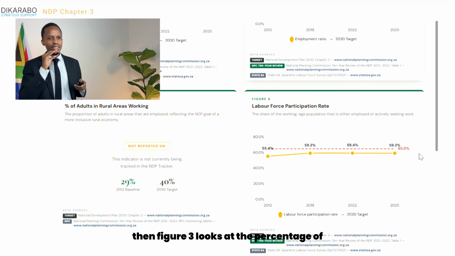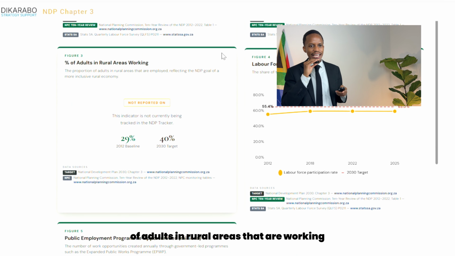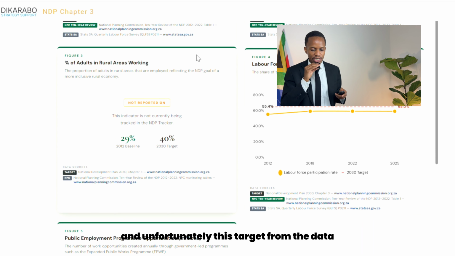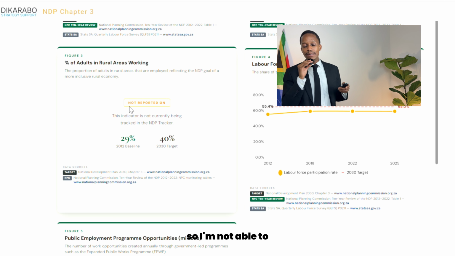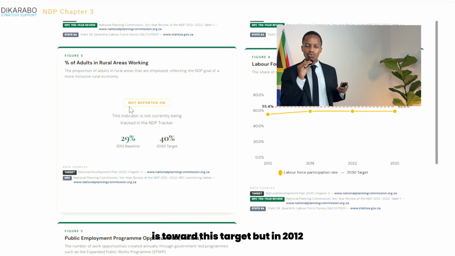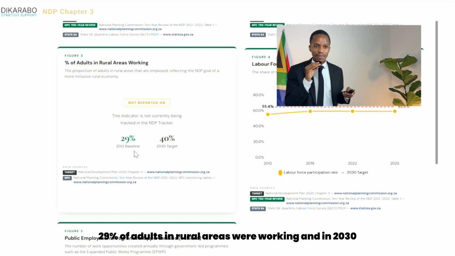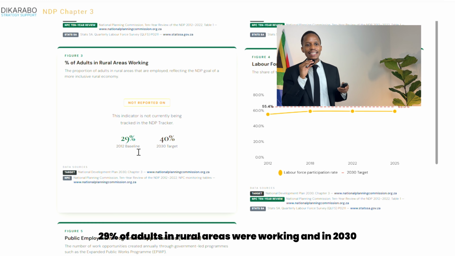Then figure 3 looks at the percentage of adults in rural areas that are working. Unfortunately, this target, from the data that I've been looking at, hasn't been reported on consistently. So I'm not able to paint a picture of what the progress is toward this target. But in 2012, 29% of adults in rural areas were working. And in 2030, the target is to get that to 40%.